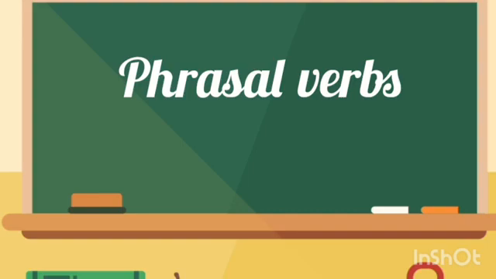What do you mean by phrasal verbs? It is a combination of a verb and a preposition, right? Sometimes it may join with an adverb or a preposition also. Both can also combine together. So phrasal verbs are verbs that consist of 2 or 3 words together and give a meaning. That is called phrasal verbs.